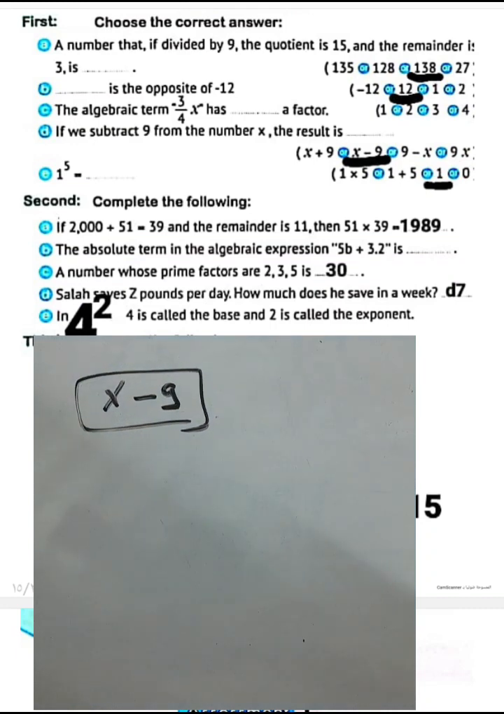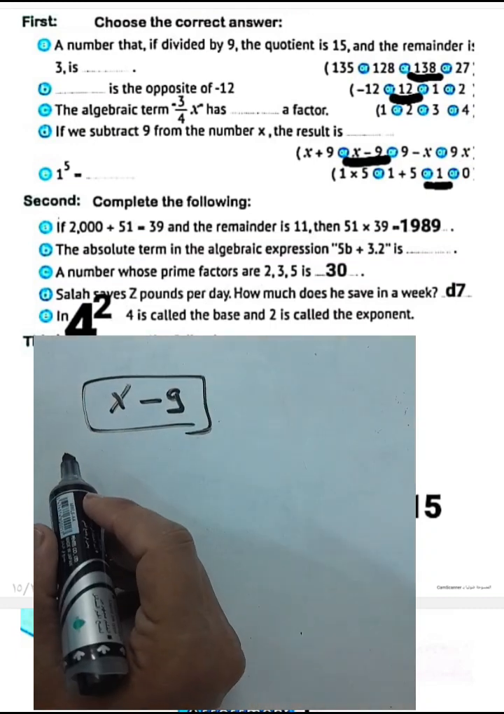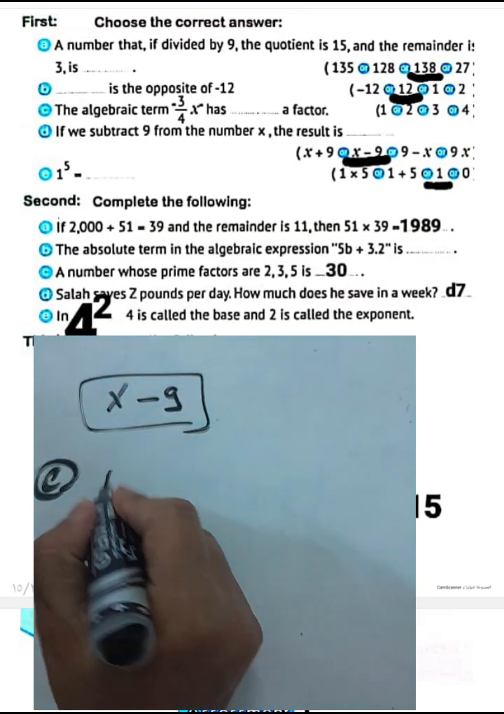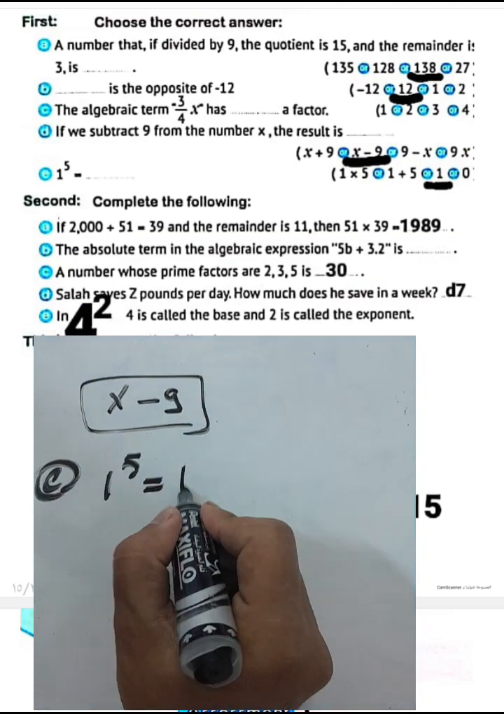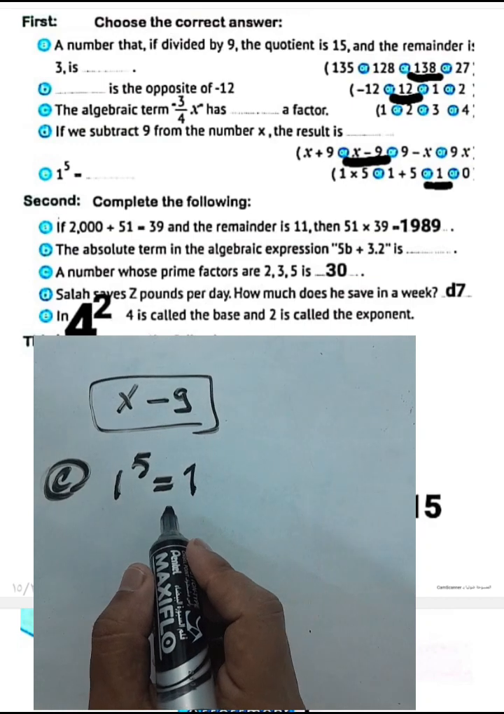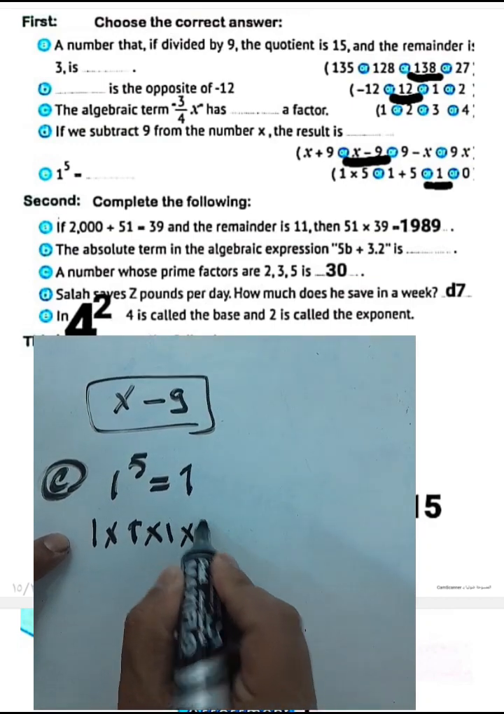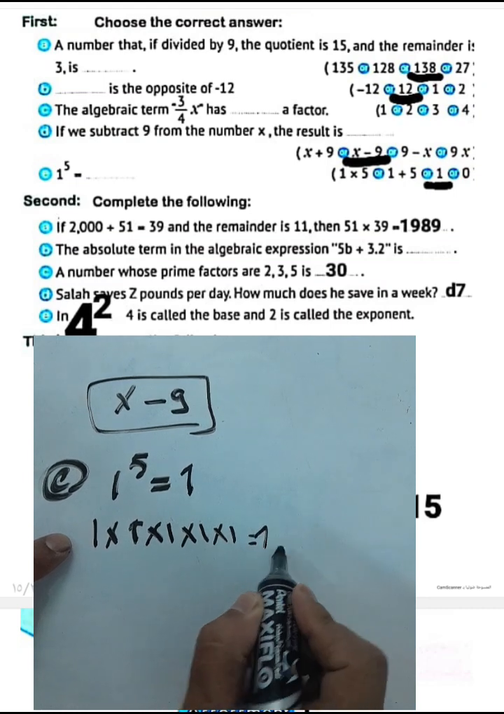Letter E: 1 power 5 will be 1. Okay, you must know these steps. 1 power 5 means 1 by 1 by 1 by 1 by 1, it will be 1.